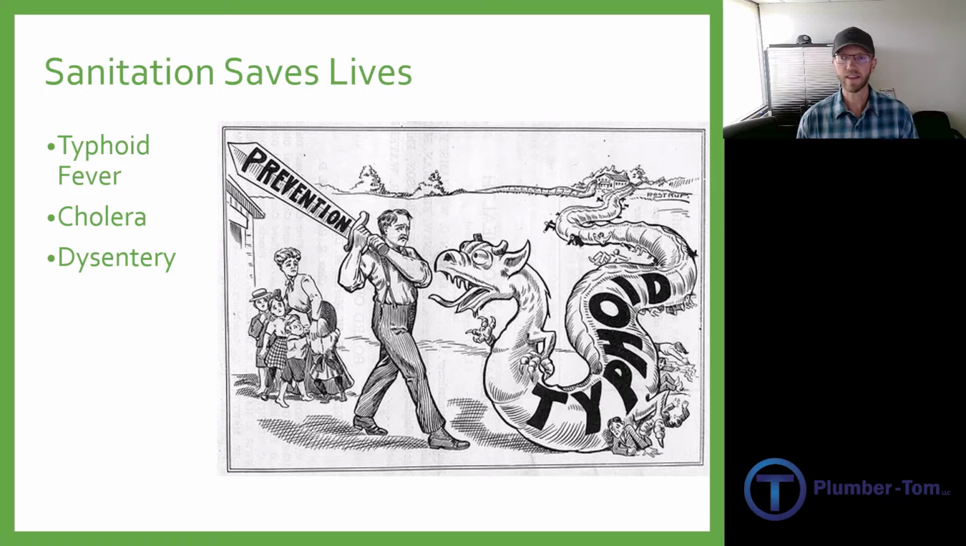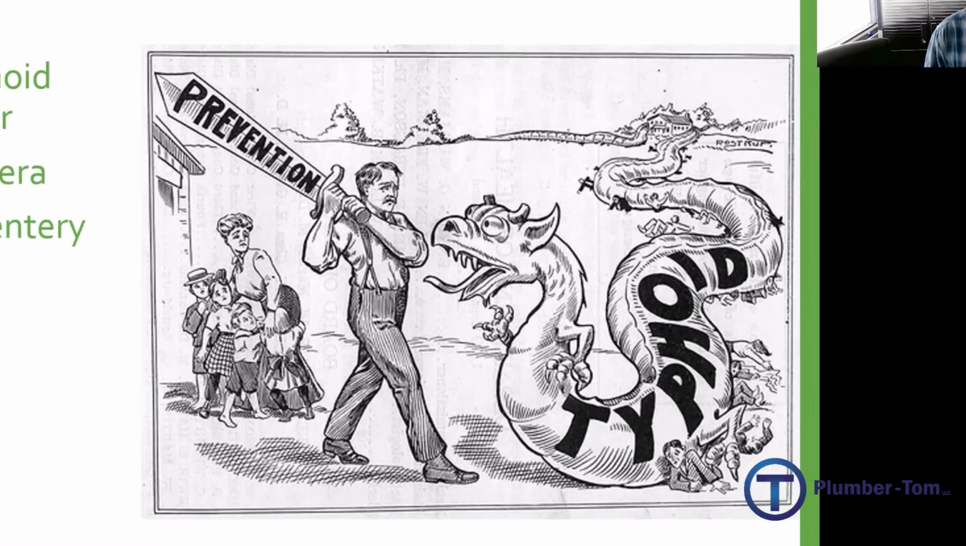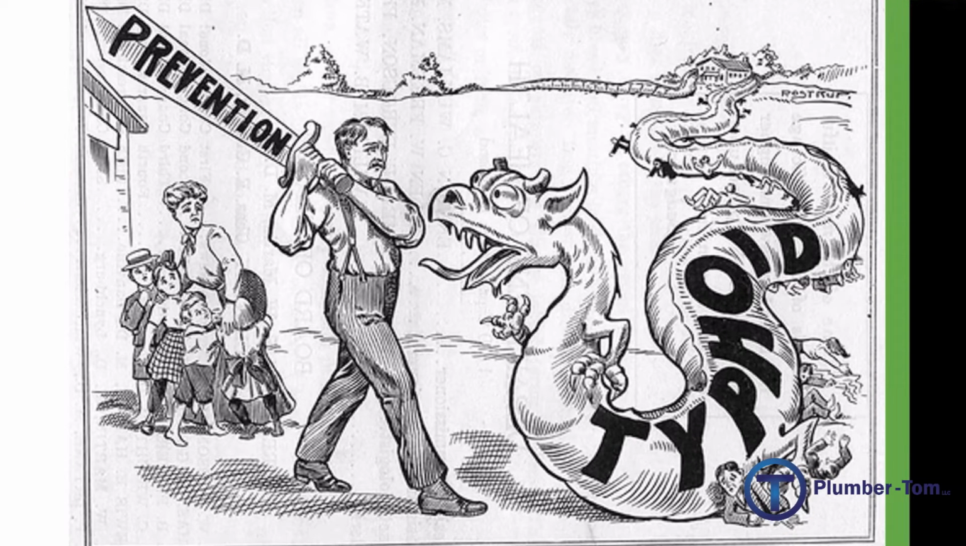The symptoms of these diseases were horrible. You couldn't eat or drink. It was basically diarrhea to death. This political cartoon illustrates the way that typhoid would sweep through the country. But there was one thing that they could do, and the weapon that they had against it was prevention. Prevention that comes through sanitary living.